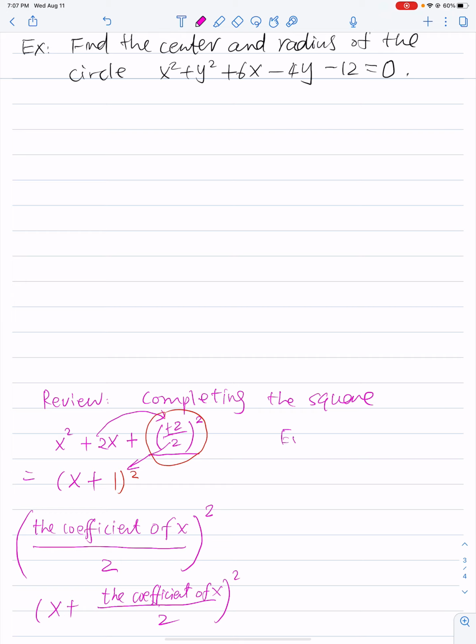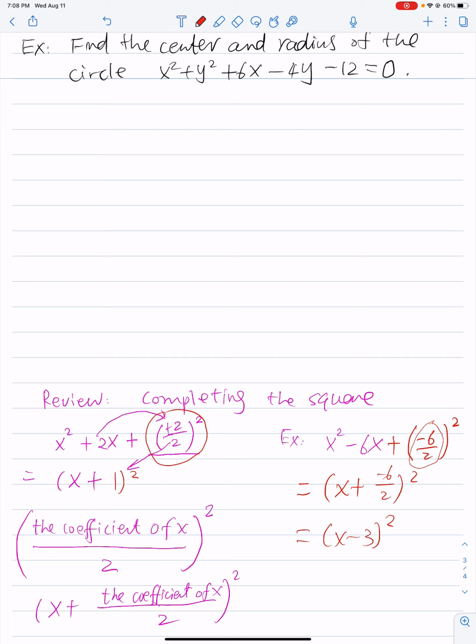So let's do another example. x squared minus 6x. What do we need to add here? The middle number, negative 6, divided by 2, squared. And what will be the perfect square? It's x plus whatever is inside, which is negative 6 over 2. So it's x minus 3 squared. Okay, so this is completing the square.